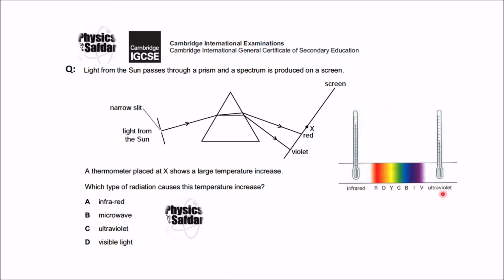Check this ultraviolet region side. When you place the thermometer here, look at the mercury level. It's less than the first one. It shows less temperature. So check your options. Which type of radiation causes this temperature increase? Its position is above the red, that is X. It means you need to select from here: infrared, microwave, ultraviolet and visible light. So according to the diagram, the right option is A, infrared.